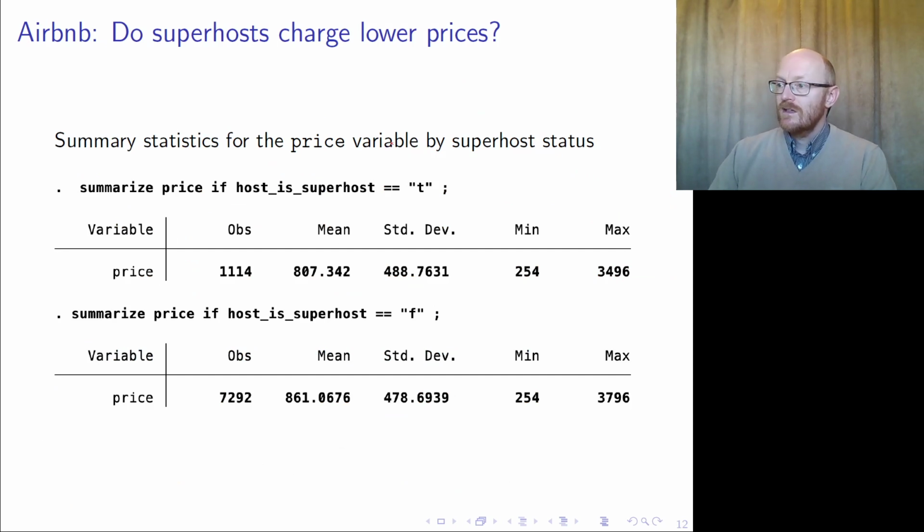Okay, so for example, in Stata you can just calculate the summary statistics for each group, and you do that by typing summarize price if host is superhost is equal to, and that would imply the double equal sign, equal to T for true, right? So this is for superhosts. So T implies superhosts, and F non-superhosts.